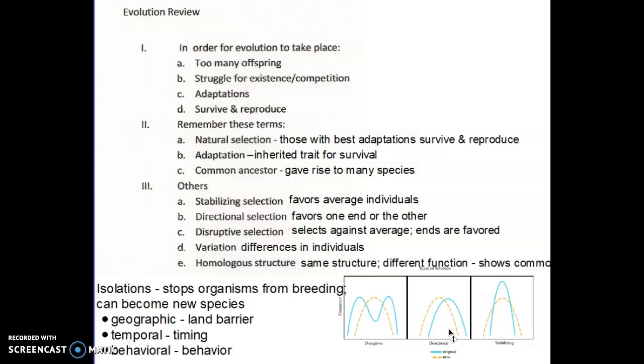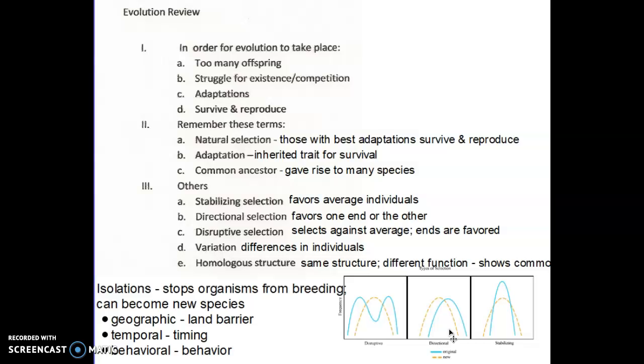And then homologous structures were one of the things that Darwin used to prove common ancestors. It means a similar structure but different function, and it shows a common ancestor. So like even if you were to look at the bones in our arm and the bones in a whale, even though the whale looks very different than other mammals, it has the same bone structure. So Darwin would say that it had a common ancestor somewhere way down the line.